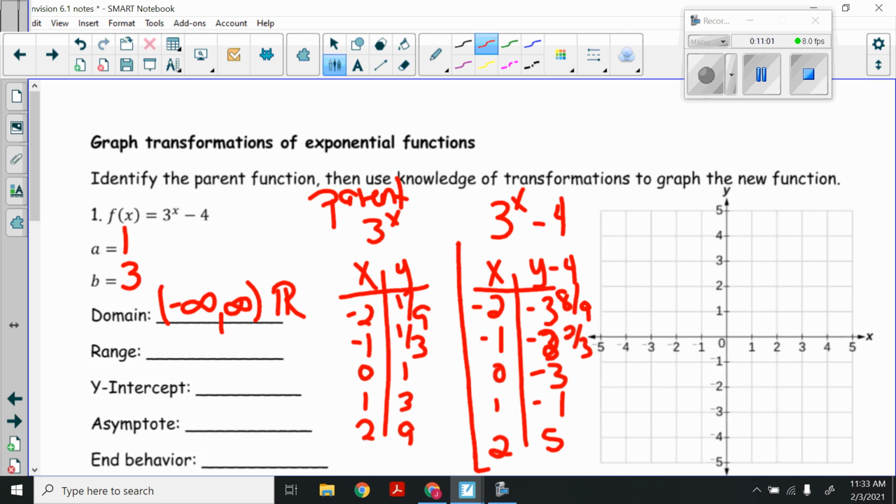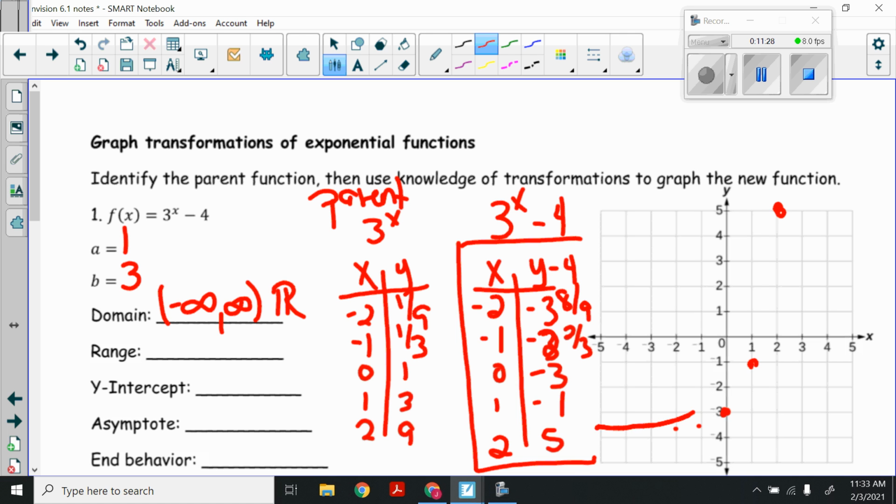And remember, this is what we're interested in. So plot those points. So over 2 up 5. 1, -1. 0, -3. -1, -3 and 2/3. -2, -3, and 8/9. So this time, what number does it look like I'm going to get very, very close to, but not touch, that -4?